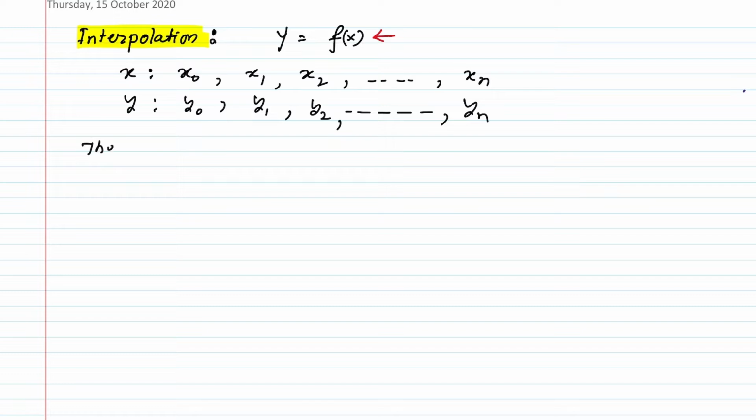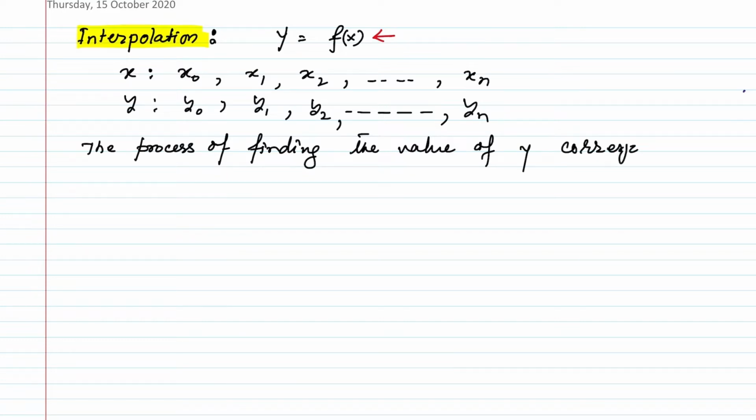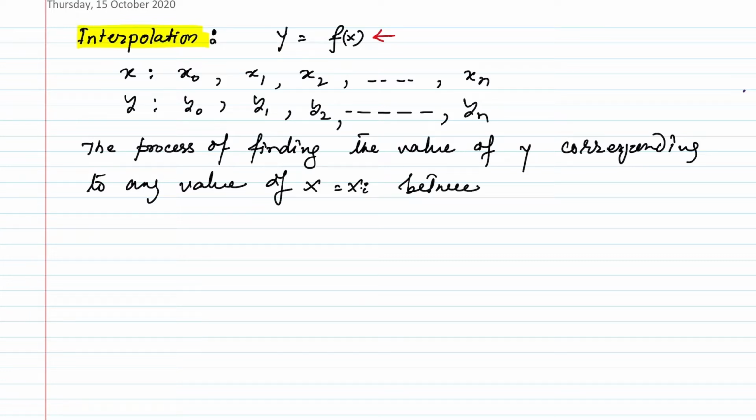So that means we can write the process of finding the value of y corresponding to any value of x equal to, suppose, xi between x naught and xn, and this process is called interpolation.